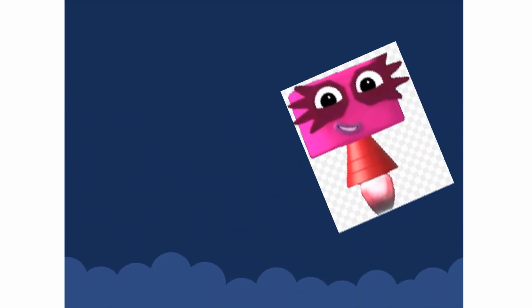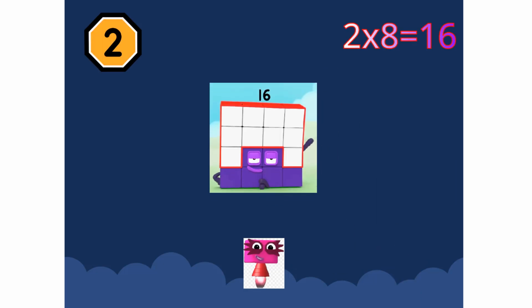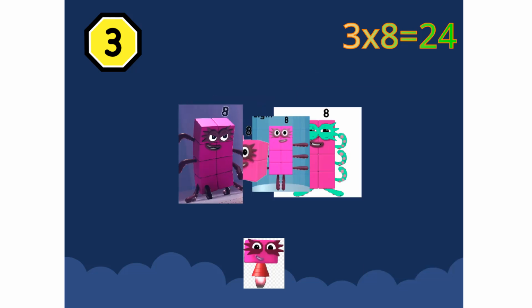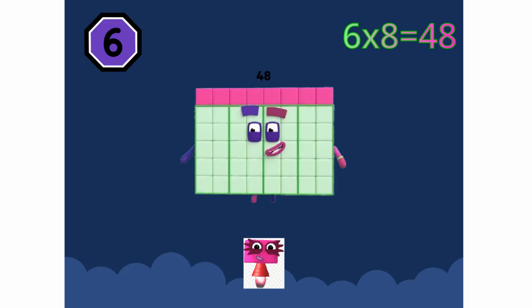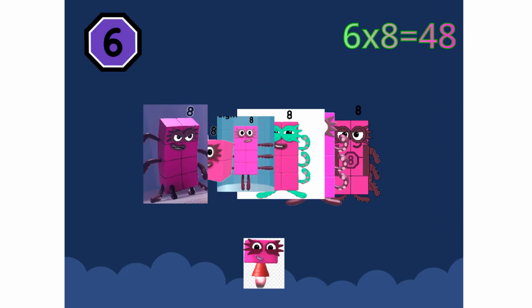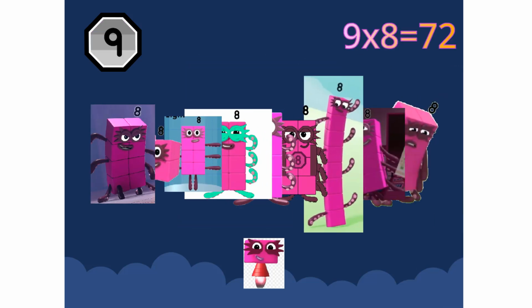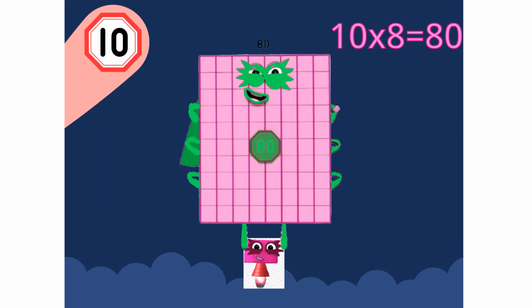Super 8s assemble! 1 8 is 8. 2 8s are 16, 3 8s are 24, we will heed the call. 4 8s are 32, 5 8s are 40, 6 8s are 48, we'll catch you when you fall. 7 8s are 56, 8 8s are 64, 9 8s are 72, here's the biggest of them all, the Super 8 who has it all. 10 8s are 80.